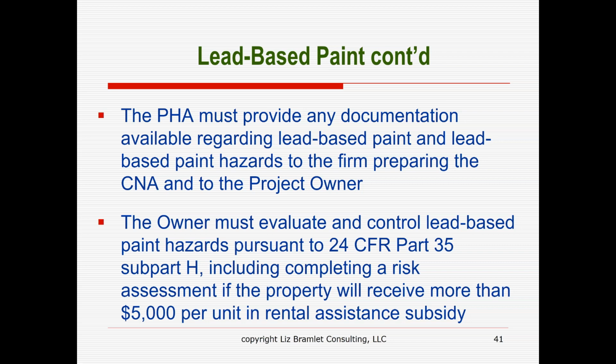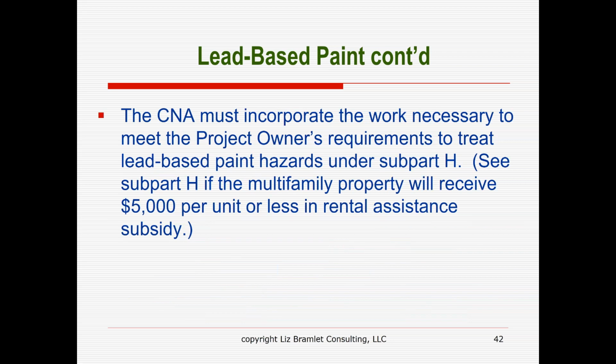And the owner needs to evaluate and control lead-based paint hazards pursuant to where you usually find your requirements at Part 35, Subpart H, including completing a risk assessment if the property will receive more than $5,000 per unit in rental assistance subsidy over a year. And again, these are not new requirements. These are requirements that were already out there for public housing units. They're just making sure you understand this is part of RAD as well. You don't get out from under these as part of the RAD program.